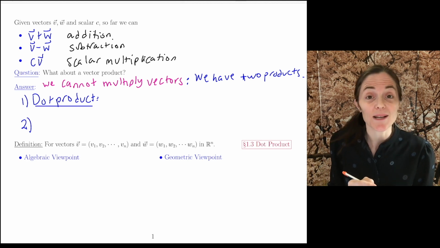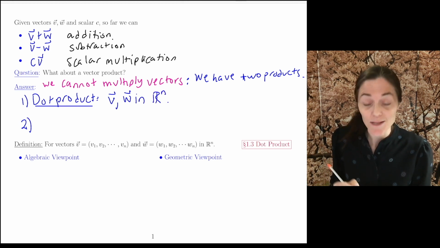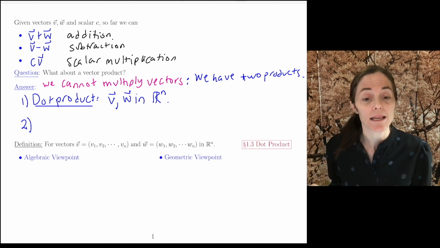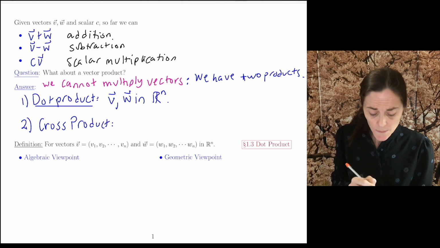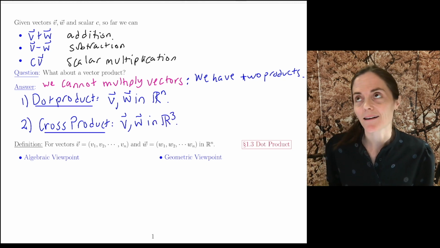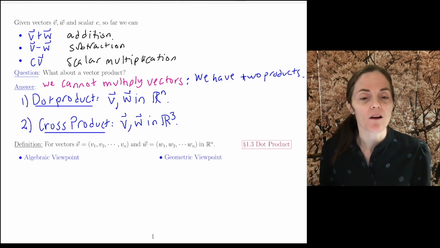Dot product is much more general. What we need is v and w. They are just vectors in Rn. They need to be the same length. They're sitting in the same Rn, but it can be in any Rn. The other one we will discuss is the cross product, and this is different, it is very specific. v and w must both be in R3. There's not a cross product in R4 or in R2 or something like this. v and w are both in R3.